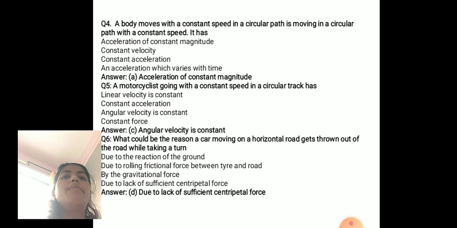A body moves with constant speed in a circular path. Here a body is also moving in a circular path with constant speed. Then the options are acceleration of constant magnitude, constant velocity, constant acceleration, and acceleration which varies with time. Then the correct answer is acceleration of constant magnitude.